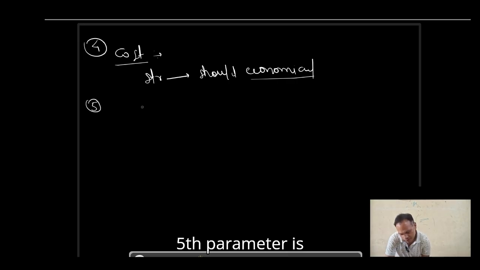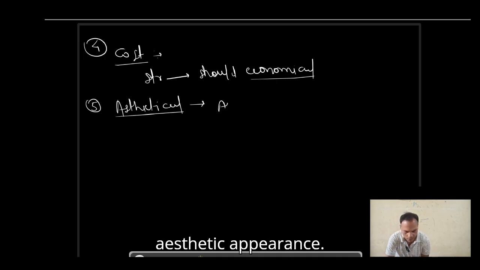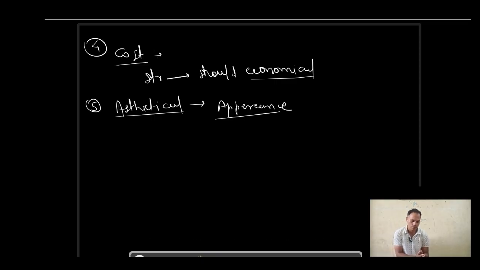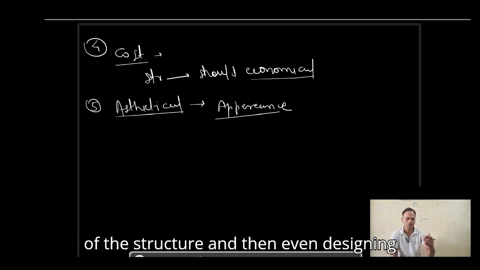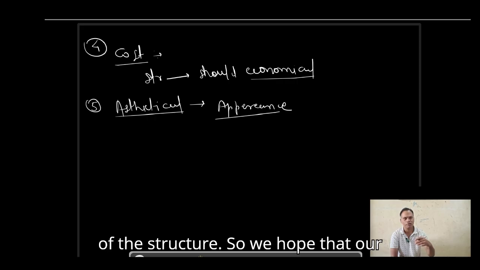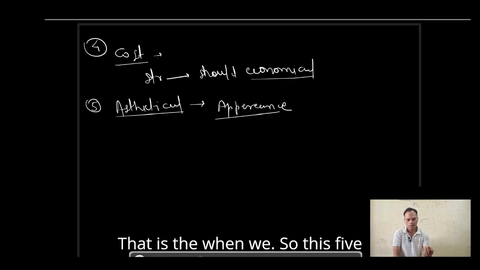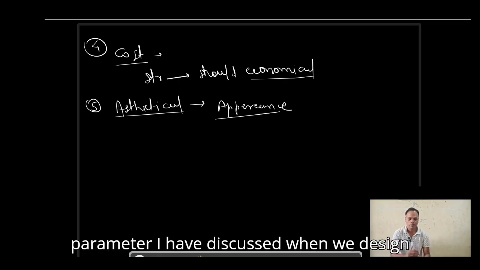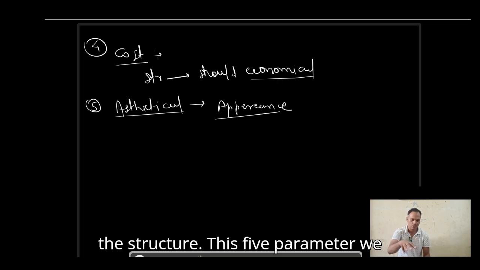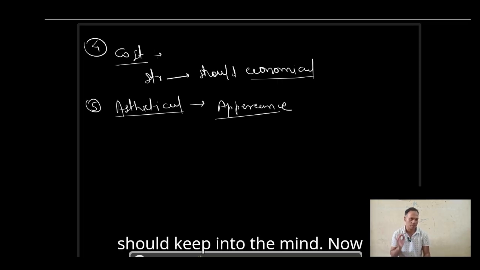Now the fifth parameter is aesthetic appearance. We invest the whole cost in the construction and design of the structure, so we hope that our structure should look very beautiful and be aesthetically pleasing. So these five parameters I have discussed, we should keep in mind when we design the structure.